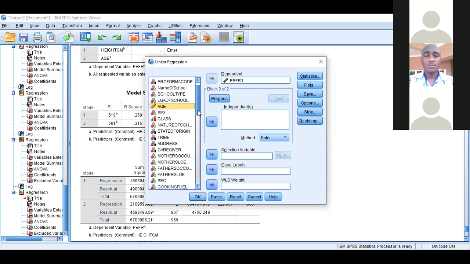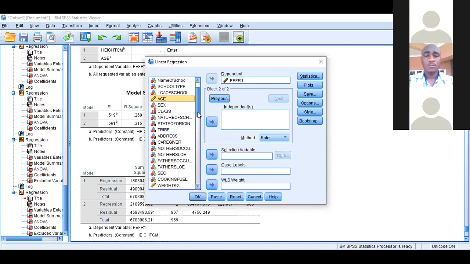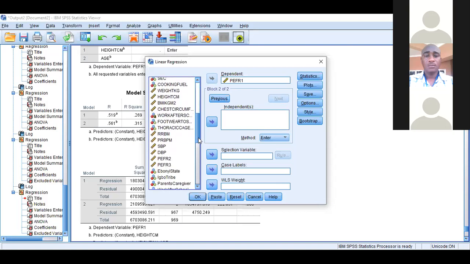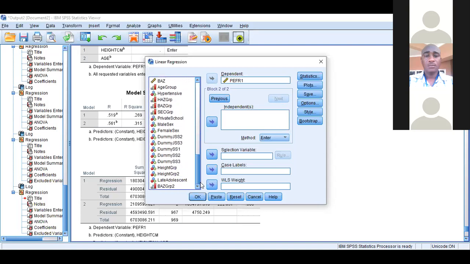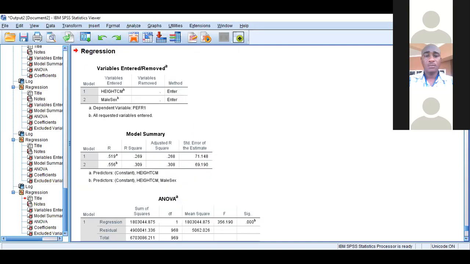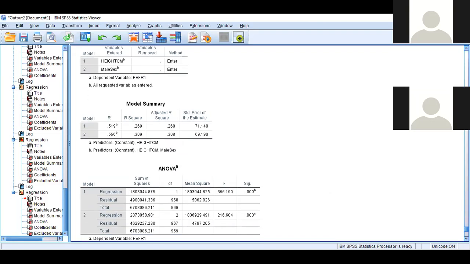Okay. Let's try. I want to remove the age. Let's try the sex. Let's see the contribution. Maybe it contributes better than age? Let's try first before we proceed. So I remove the age, I put sex now. You will see that its improvement is 30.9. It has not contributed up to age, but it still contributes better than weight. Are you following?